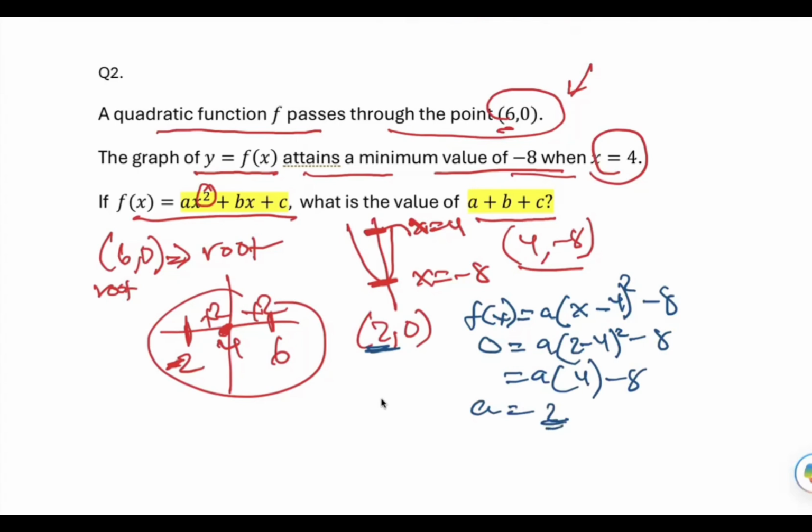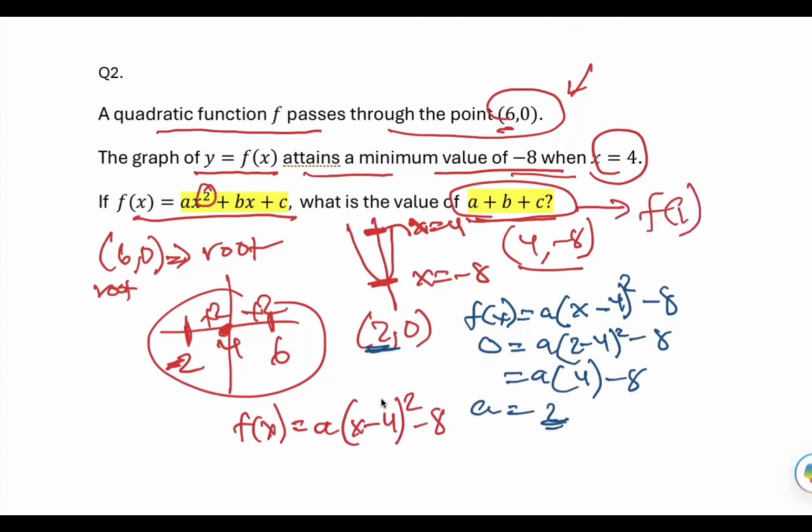Now your final equation is what? This is now your final equation. Your f(x) is actually 2(x - 4)^2 - 8. That's all. What is a + b + c? a + b + c is actually f(1) if you put it in this function. Therefore, just put 1 where x is.